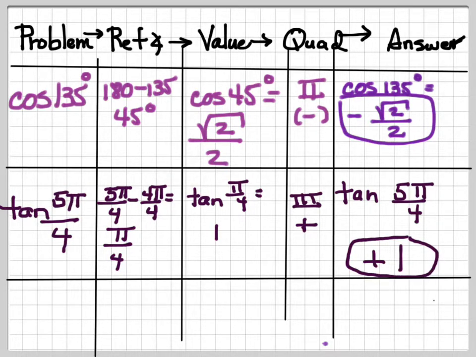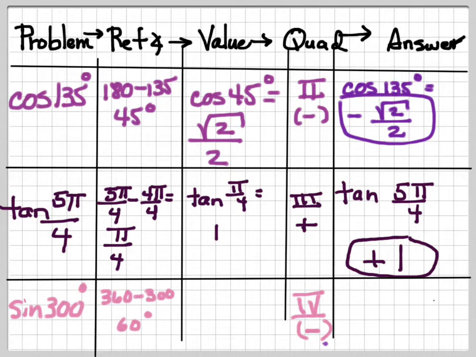Are you catching on? I think so. Let's try sine of 300 degrees. Well, 300 degrees is in the fourth quadrant, and you know that sine in the fourth quadrant is negative. So I found out where my angle is, and I know that sine is negative there. Now I'm not quite to 360, so I have to do 360 minus 300. And I find out that my reference angle is 60 degrees. Sine of 60 degrees is the square root of 3 over 2.